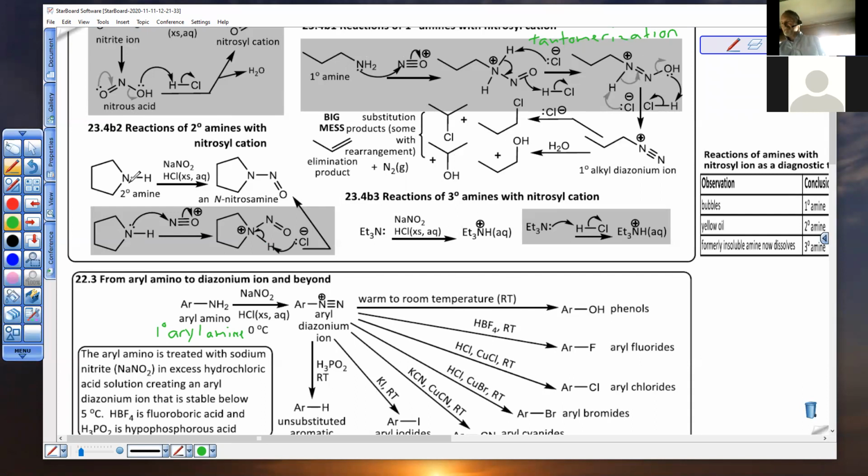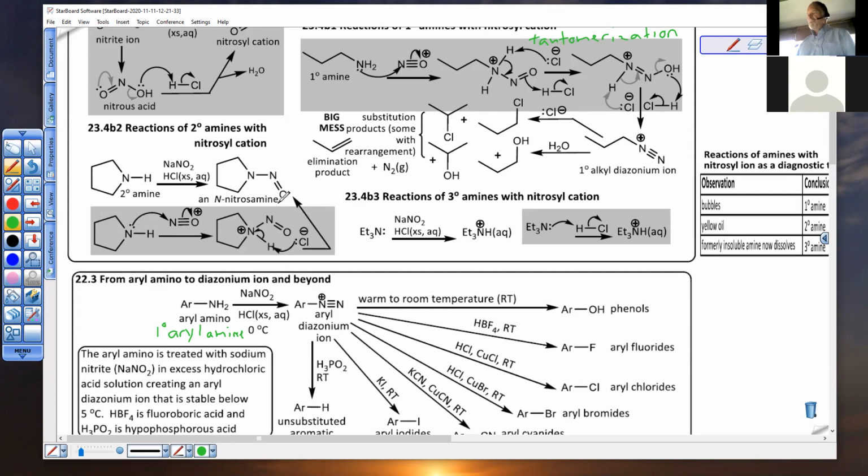And here it is. The mechanism is pretty simple. Secondary attacks, just like the primary attacked. You generate this, but it can't, it won't undergo tautomerization. It'll just do an acid-base reaction. It will undergo tautomerization, but this is a more stable tautomer. It'll come back to this and eventually lose the hydrogen from here. And you get an N-nitrosamine.